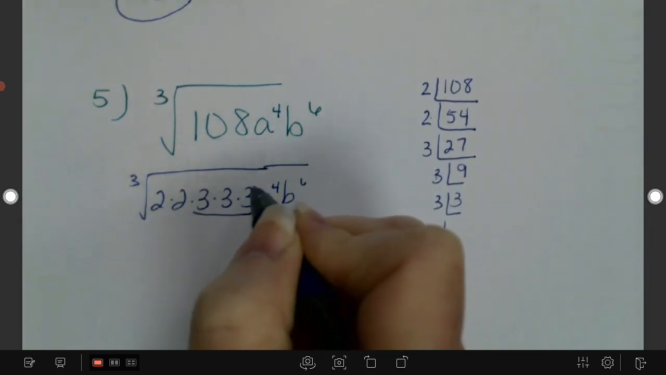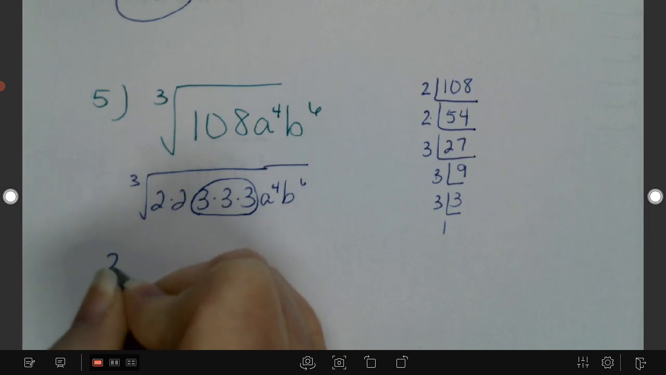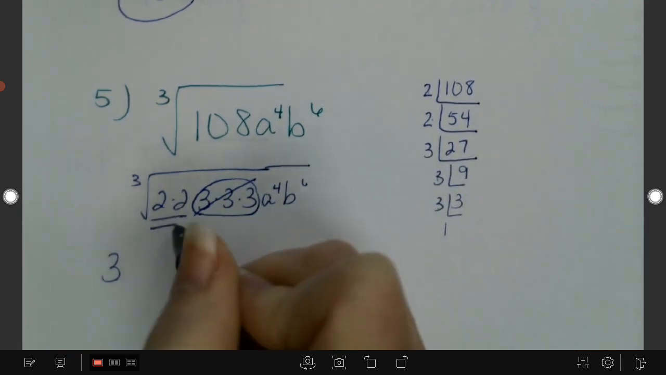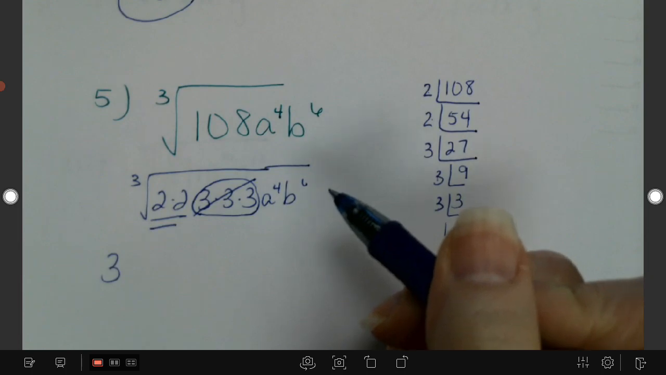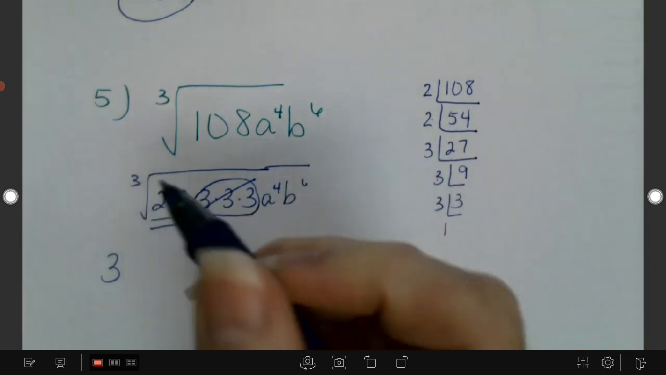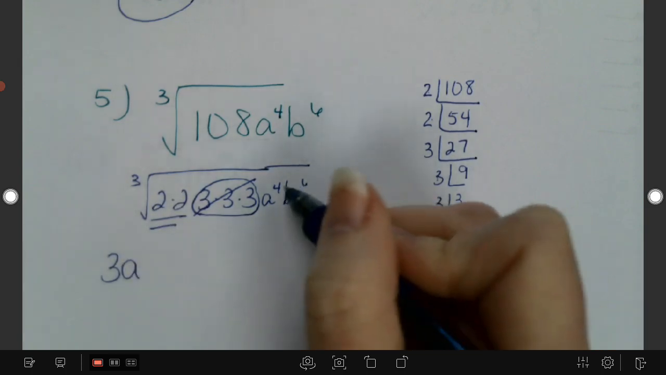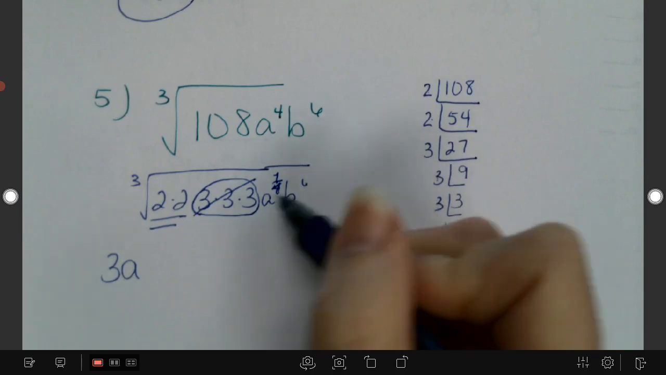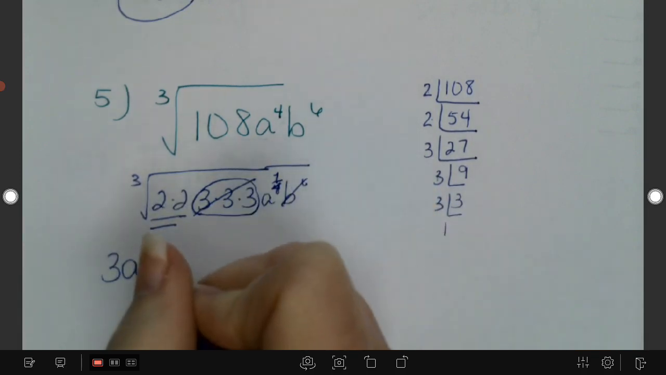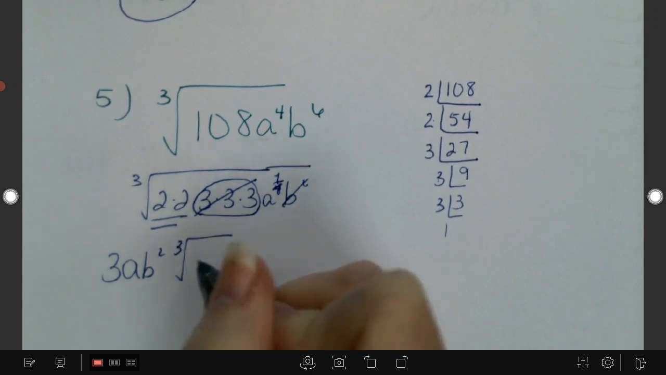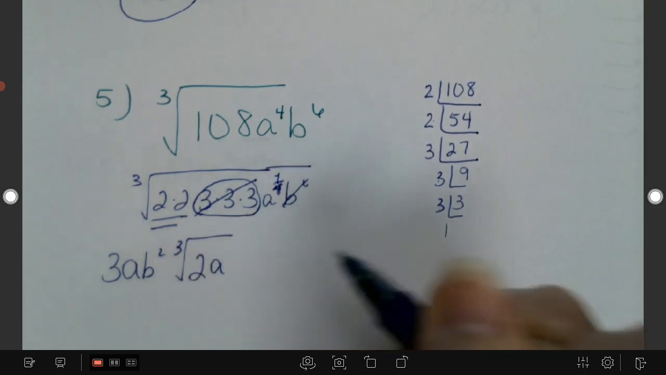Here is 3 of them. Here they come out. Get rid of them. These are staying under, folks. They're not going anywhere. There's only 2 2s, so they gotta stay. This is a 4 divided by 3 goes 1 time with 1 left over. This is a 6 divided by 3 is 2. It's all gone. Under the third root, you have 2a.